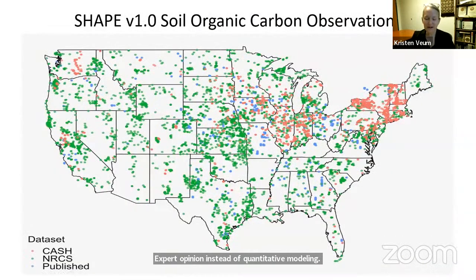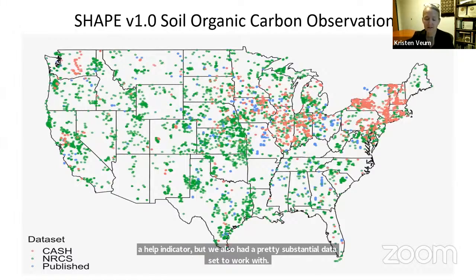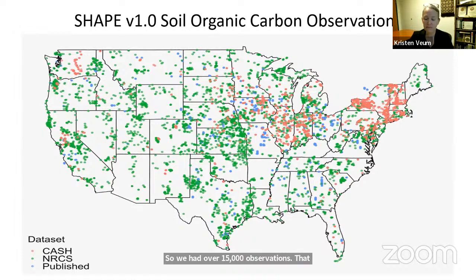So it's no surprise we started out with soil organic carbon. Obviously, soil organic carbon is a keystone soil health indicator, but we also had a pretty substantial data set to work with. So we had over 15,000 observations that were compiled from Cornell's CASH data set, as well as a data set that came from NRCS, from the Soil Survey Lab, and then data was compiled from the literature.